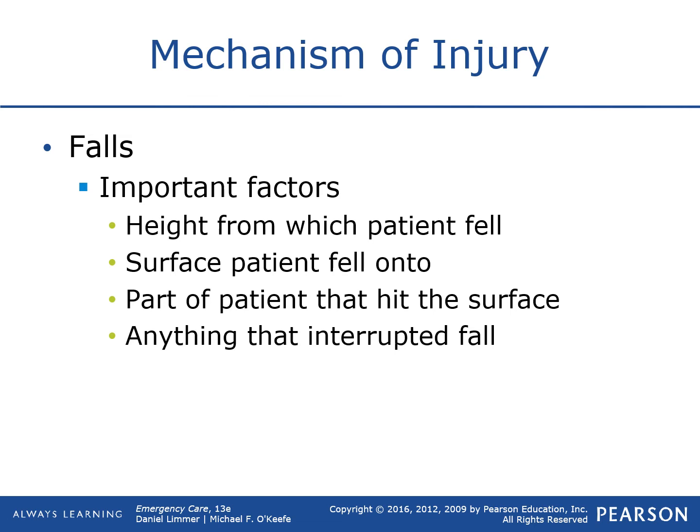What part of the patient initially hit the surface. This comes into play a lot with the elderly population who fall from standing. If they land on their head, or if their head struck anything on the way down, that's going to be something of great concern. Then anything that interrupted the fall. So that would be someone fell from standing, but their head hit the toilet on the way down. We'd have a high suspicion of a head injury because they struck something on the way down, even if they landed on their butt.